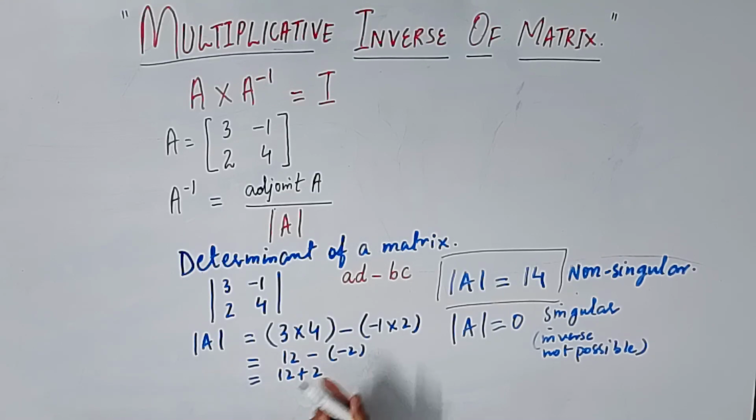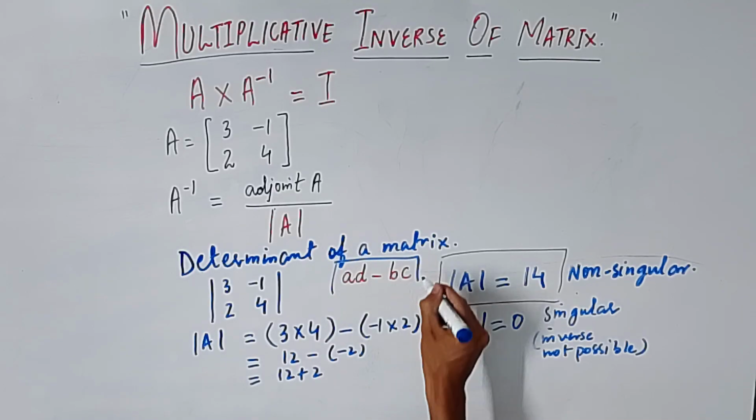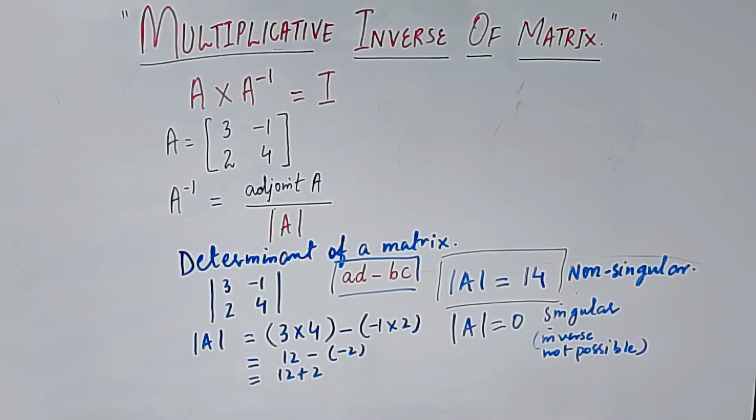So in the determinant we do this: diagonal elements will multiply and in between there will be a sign of subtraction like we have done over here. It is very simple, you can remember it by using this formula, AD minus BC. And we are not moving to the 3 by 3 matrix, so we only need to cover the 2 by 2 matrix according to our SLO.